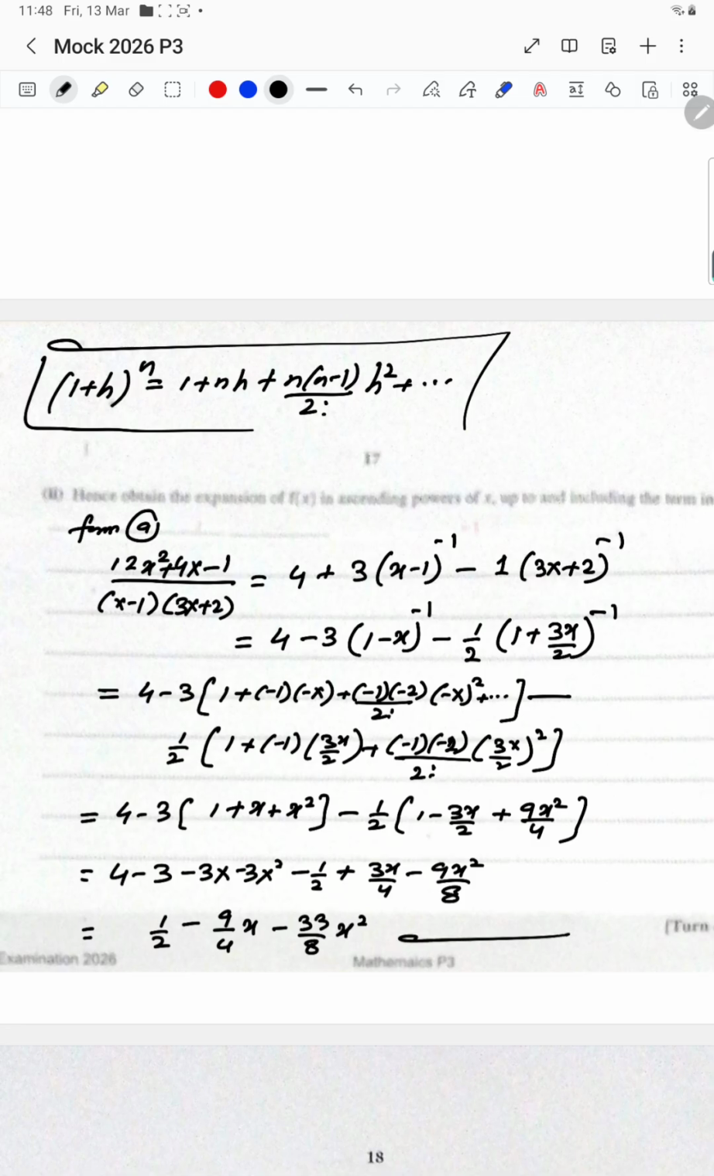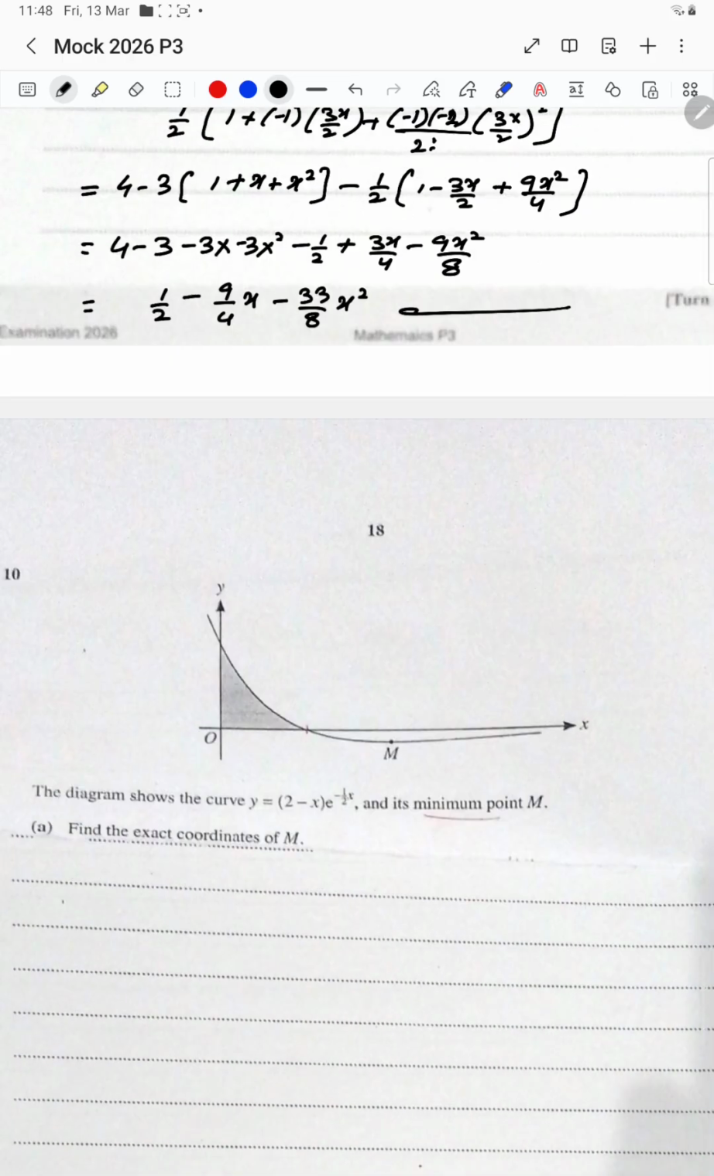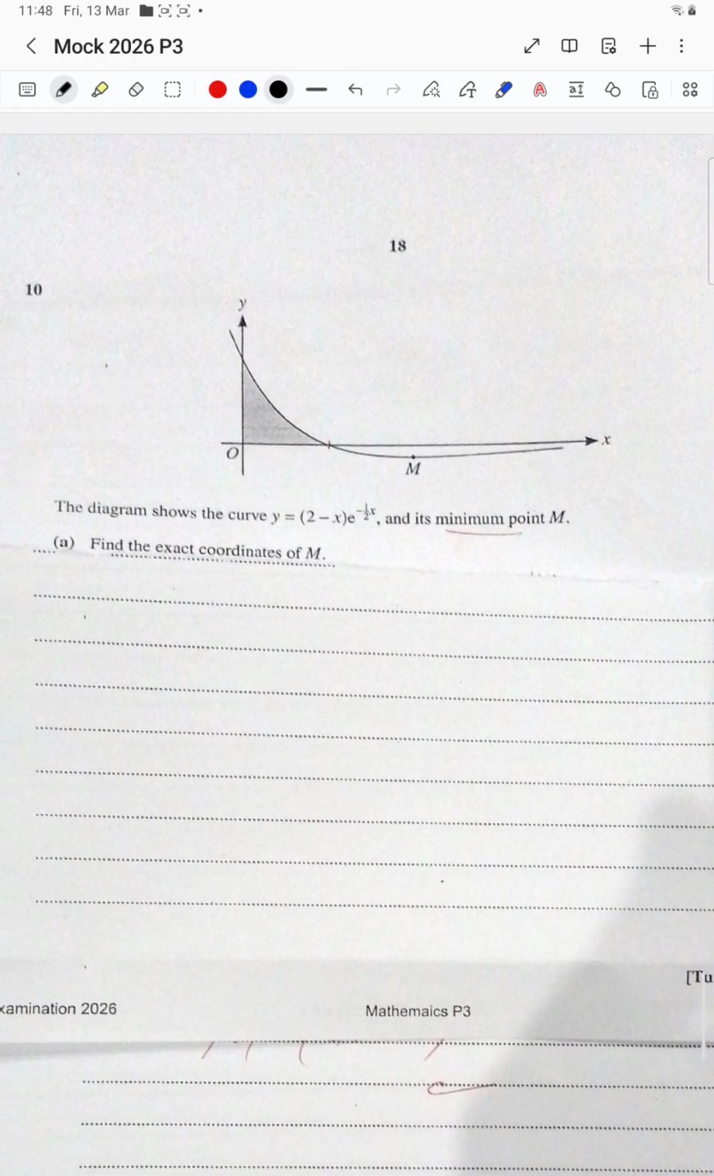You can do the better simplification. That should be the answer. Okay, the final question of the exam. The diagram is very simple. A diagram shows a curve. This one has a minimum point of M. Find the exact coordinates of M.